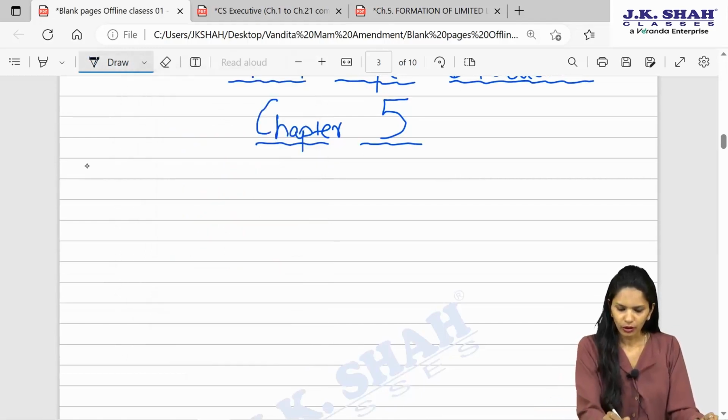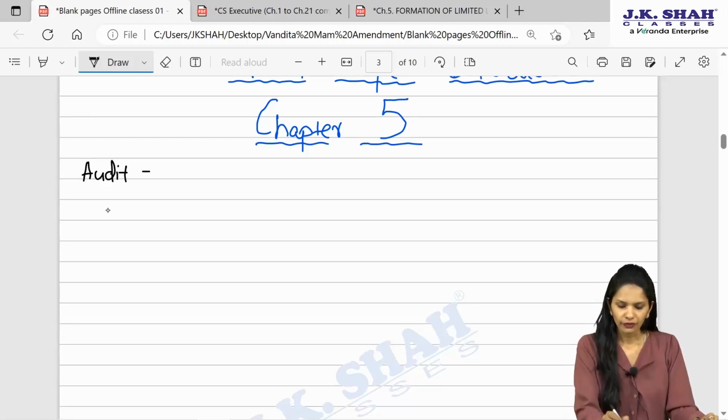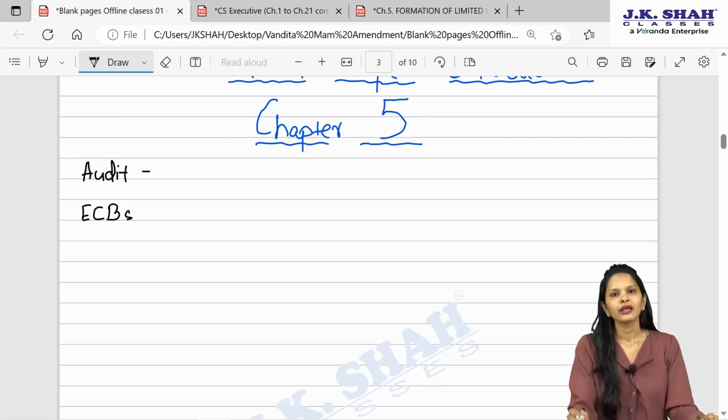first of all the audit. Audit is mandatory to which kind of LLPs? We know that capital not exceeding 25 lakhs and turnover not exceeding 40 lakhs. Along with that, there is a provision called ECBs. Can LLPs issue ECBs? The answer is no, because there is a prohibition that LLP cannot issue ECBs.